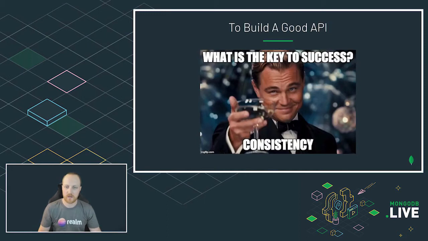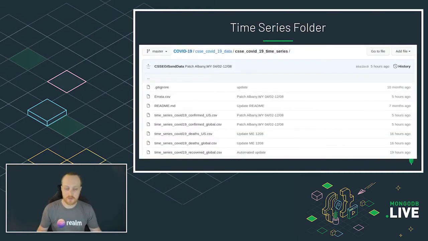So if you want to build a good API, especially if you try to make it public and if people will consume this, it needs to be as consistent as possible. That's really the key to success. So I looked for something else.